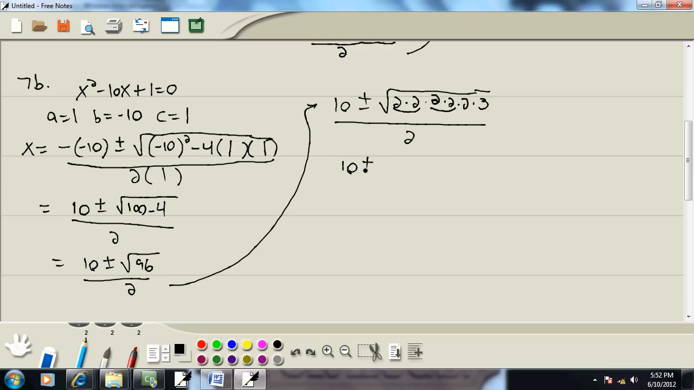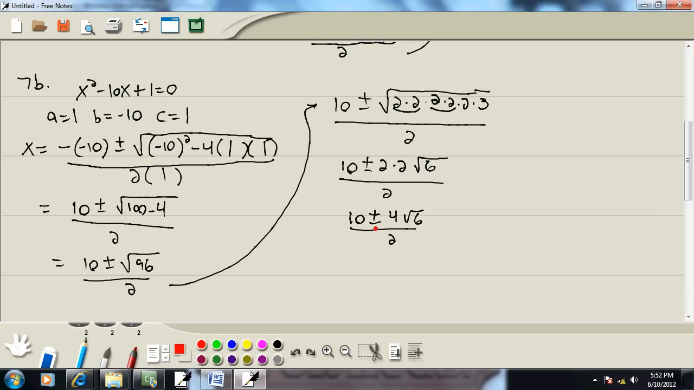Now when they come out, there's multiplication between them. So that's like 2 times 2 out in front. And inside we have 2 times 3, which leaves us 6 there, over 2. So we got 10 plus or minus 2 times 2 is 4, square root of 6, over 2.